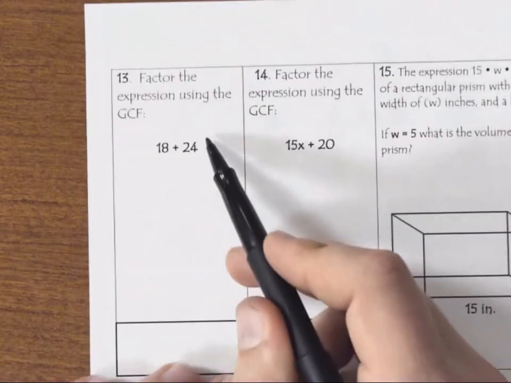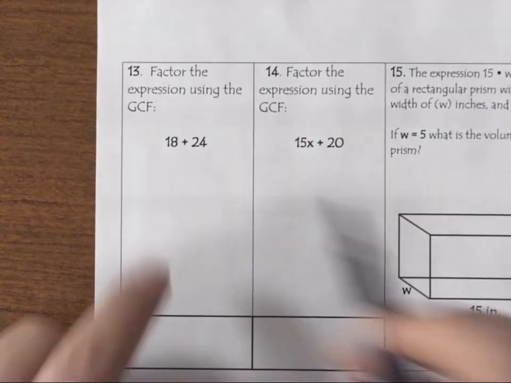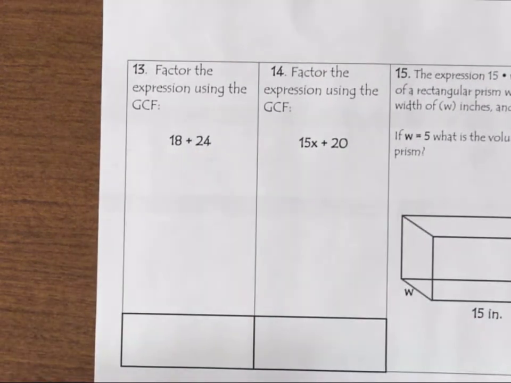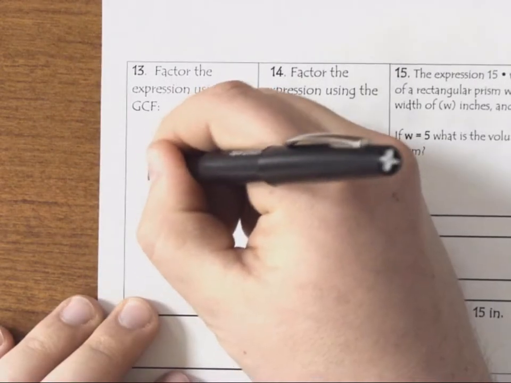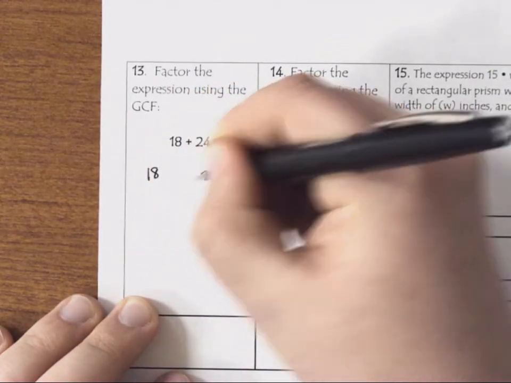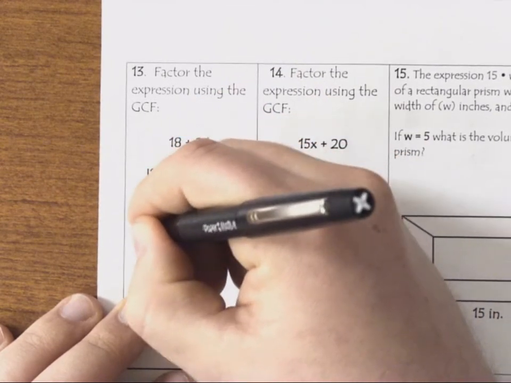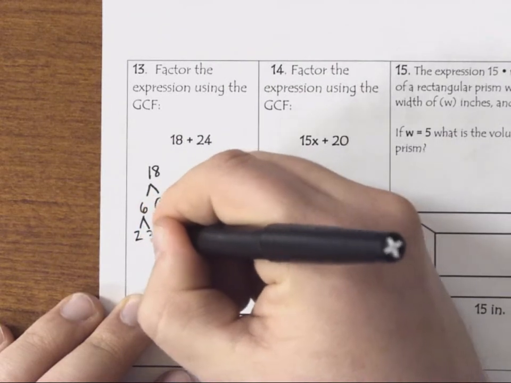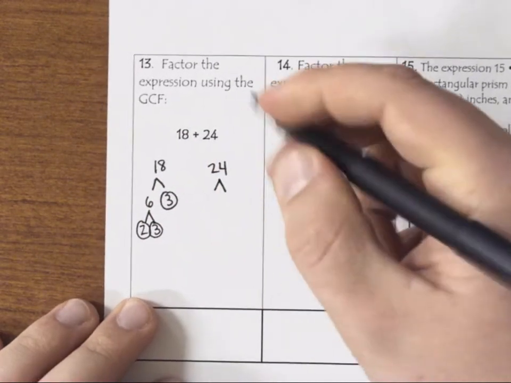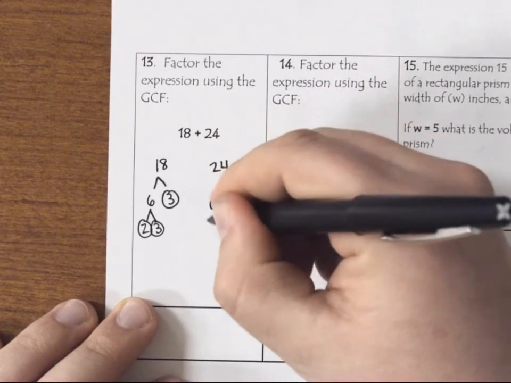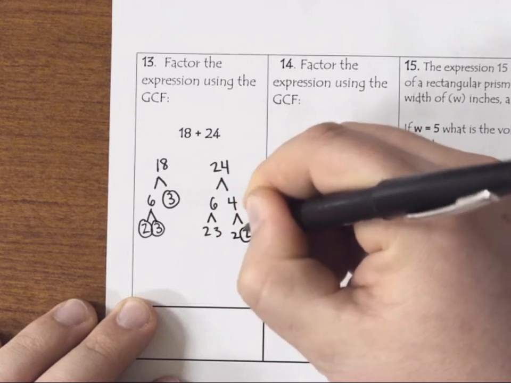Number 13 says factor the expression using the GCF. So we're going to take 18 and 24 and find the greatest common factor. If you don't know what the greatest common factor is, let's make a factor tree. 18 and 24. We can break 18 into 6 and 3, and 6 can break into a 2 and a 3. Now let's break 24. 24 can break into a 6 and a 4. 6 breaks into 2 and 3, and 4 breaks into 2 and 2.